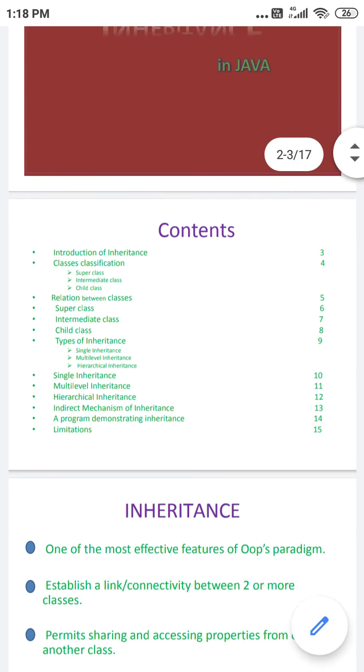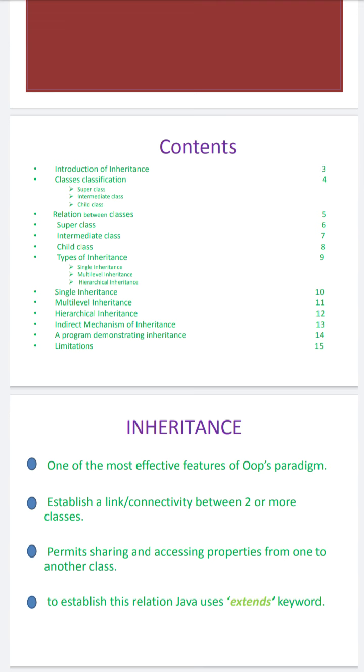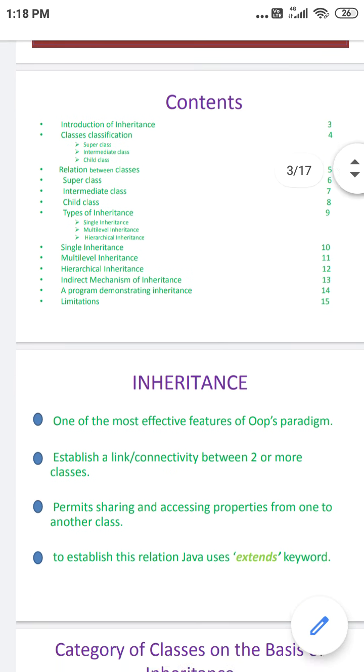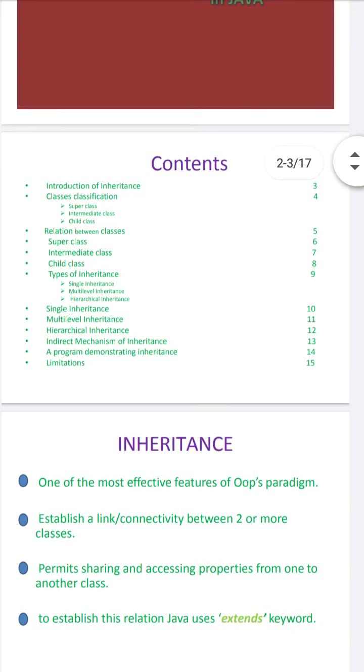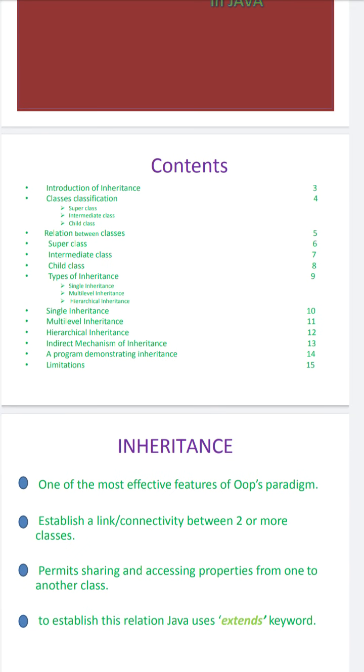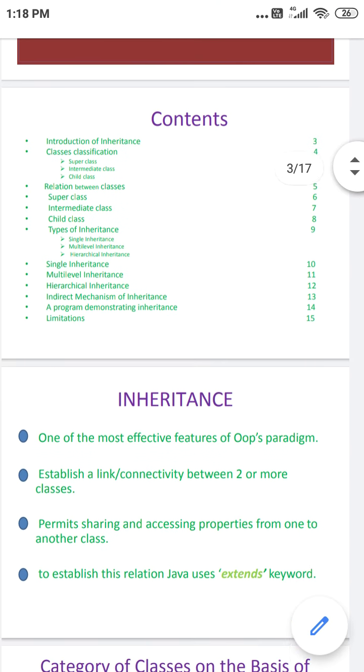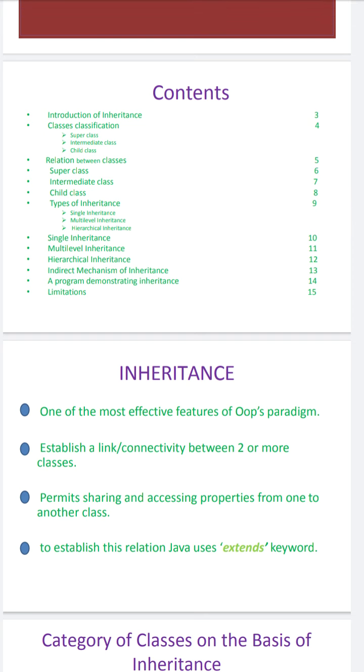In this video, we will discuss the following topics: introduction to inheritance, classification of classes, superclass, intermediate class, child class, relation between classes, types of inheritance: single inheritance, multi-level inheritance, hierarchical inheritance. Then we will go to the mechanism of how inheritance works. Then we will discuss a program of inheritance and its limitations.